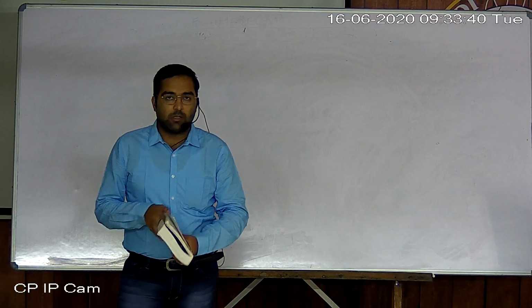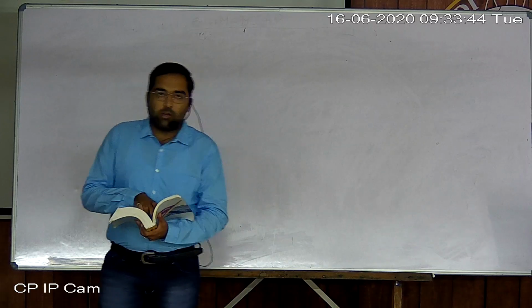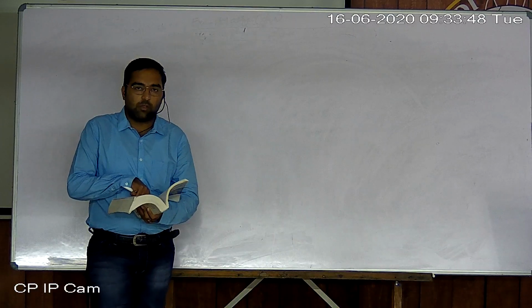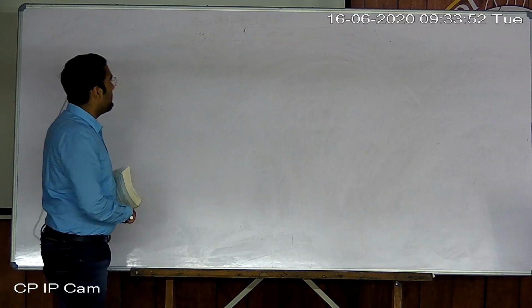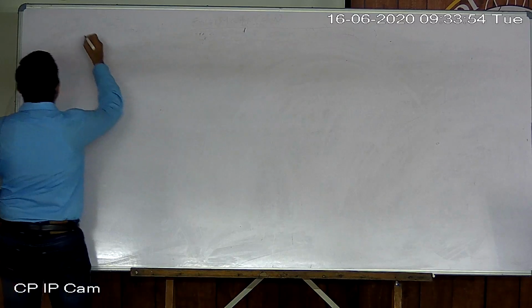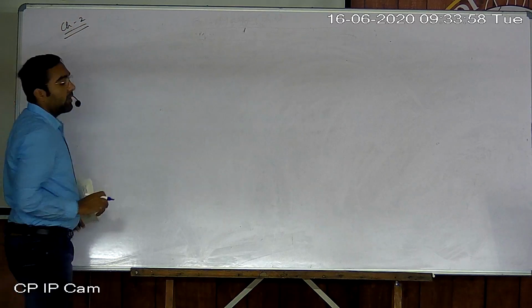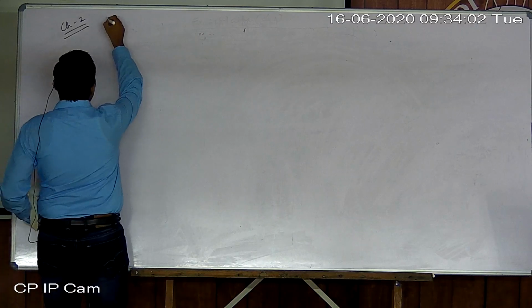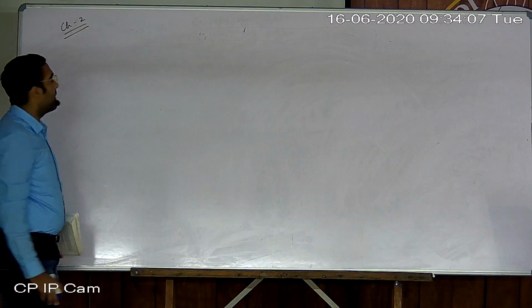Okay, so as per the previous session, we are already learning about the zeros of the polynomial. So we are moving on that topic to check some examples related to the zeros of the polynomial.